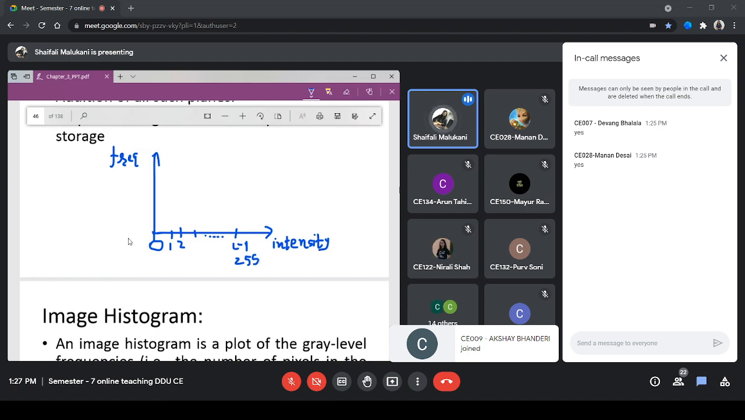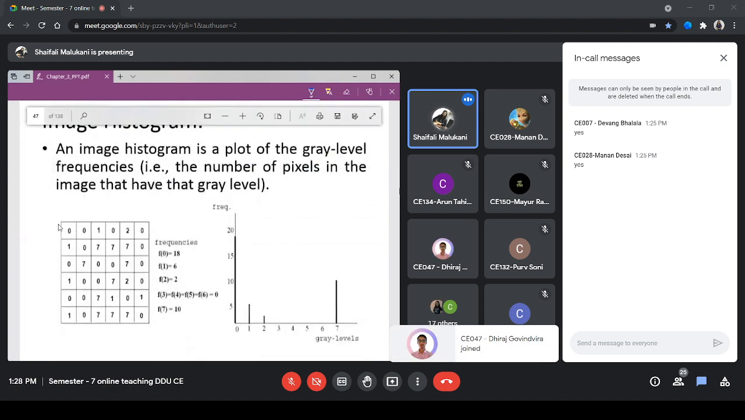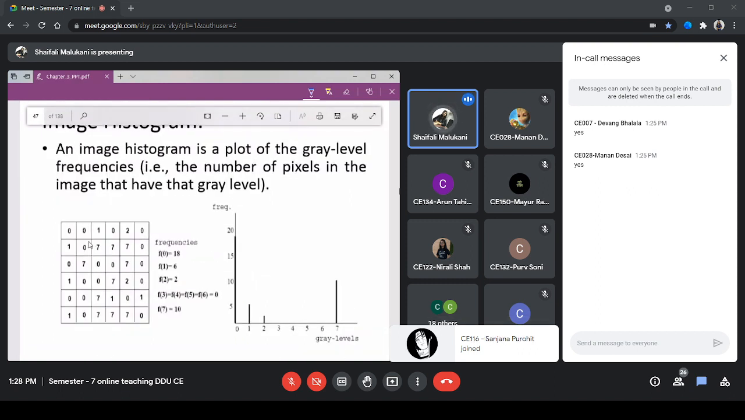So I will check how many times 0 occurs, how many times 1 occurs, how many times 2 occurs. If I plot it, this occurs 10 times, this occurs 20 times, and so on. In my image, how many times this particular intensity takes place, that frequency is plotted, and then it is a histogram. So plot the histogram of this. That is the job.